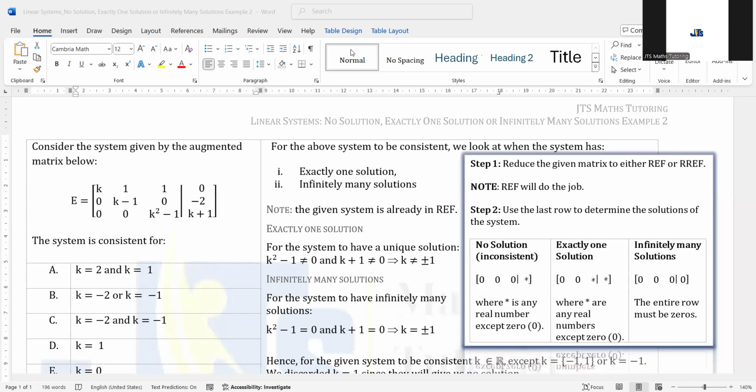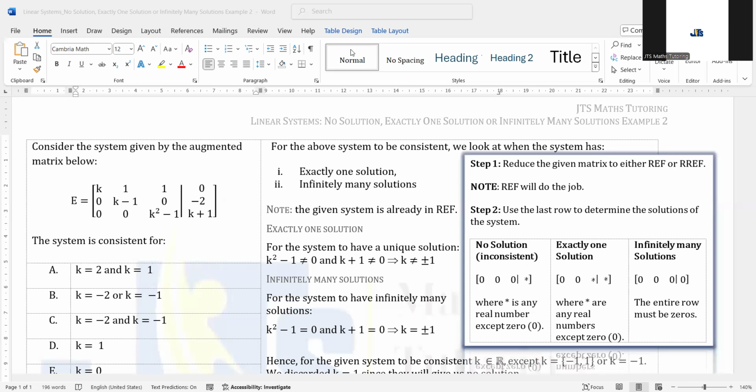So today we are looking at another example of how to determine the solutions of a linear system without actually working it out. So we all know that when we are dealing with a linear system, there are only three possible scenarios in terms of solutions. Number one, we have exactly one solution, which we also call a unique solution. Number two, we have infinitely many solutions. Number three, we do not have any solution at all.